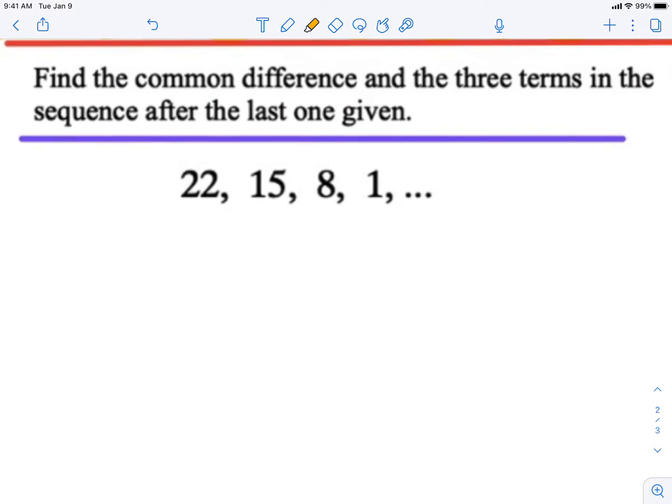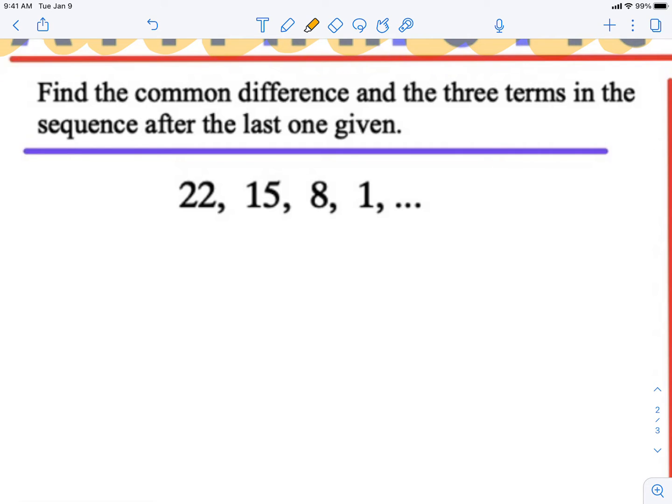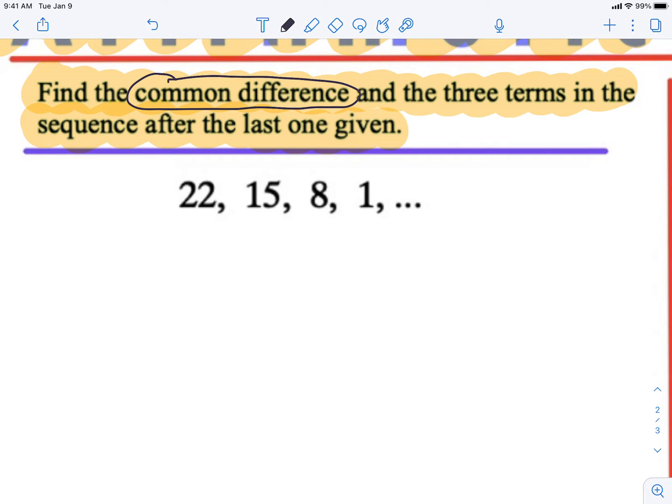Let's look at our first objective here. We are going to find the common difference and the three terms in the sequence after the last one given. So the key here is we are finding the common difference, which we learned about last time, right? And the three terms in the sequence after the last one given. Fancy language, we're going to find the next three terms after 1. 1, 2, 3. We're going to find the next three terms.